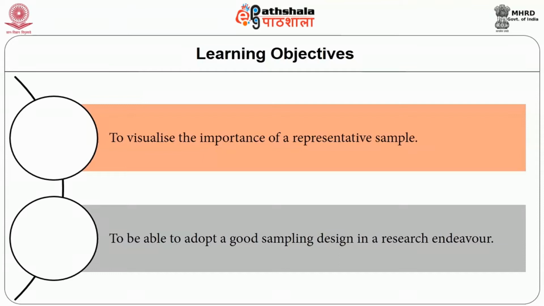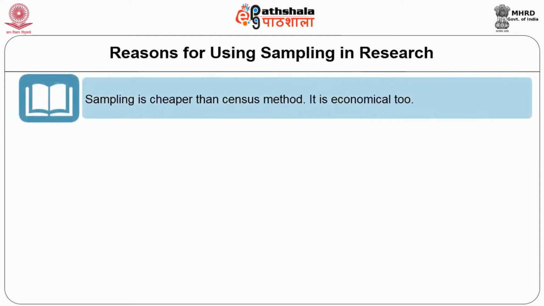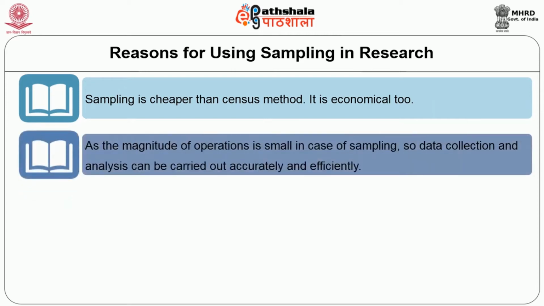The objectives of this module are to visualize the importance of a representative sample and to be able to adopt a good sampling design in a research endeavor. What are the reasons for using sampling in research? Sampling is cheaper than the census method. It's economical too. As the magnitude of operation is small in the case of sampling, data collection and analysis can be carried out accurately and efficiently.